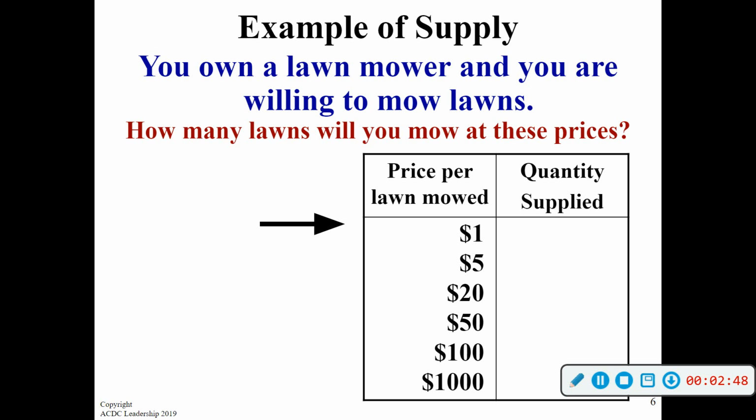All right. What about $100 per yard? Would you mow a yard? Maybe multiple yards? What about $1,000 a yard? At that point, are you realigning your resources, your time, to mow more yards? All right. So this is the law of supply. You are the supplier for producing that good or service.